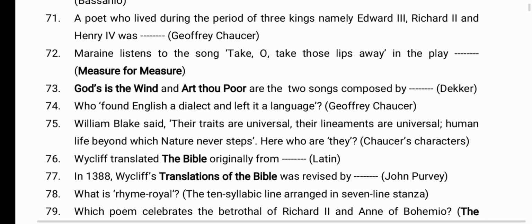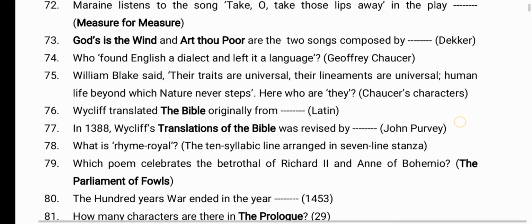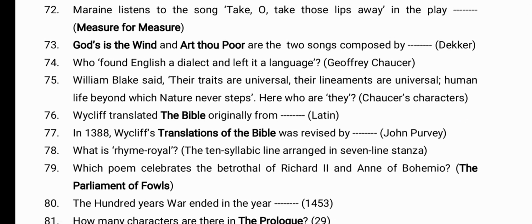Mariana listened to the song "Take, O take those lips away" in the play Measure for Measure. "God is the wind" and "Art thou poor" are two songs composed by Duchess. Who found English a dialect and left it a language? Geoffrey Chaucer. William Blake said, "Their traits are universal, their lineaments are universal, human life beyond which nature never steps." Here, who are Chaucer's characters? Wycliffe translated the Bible originally from Latin.